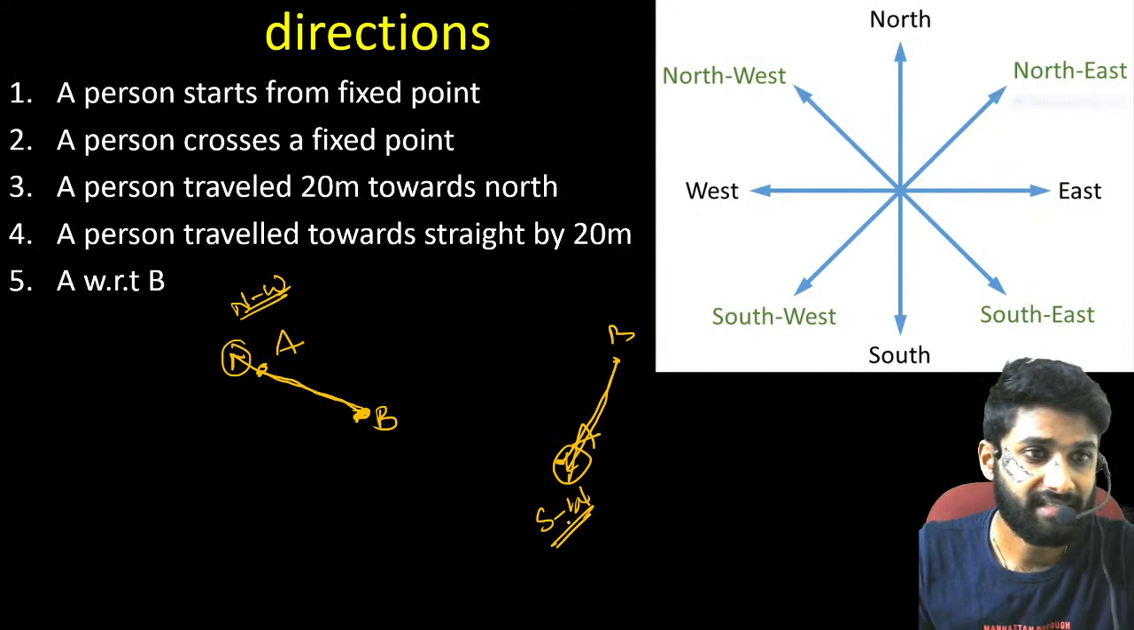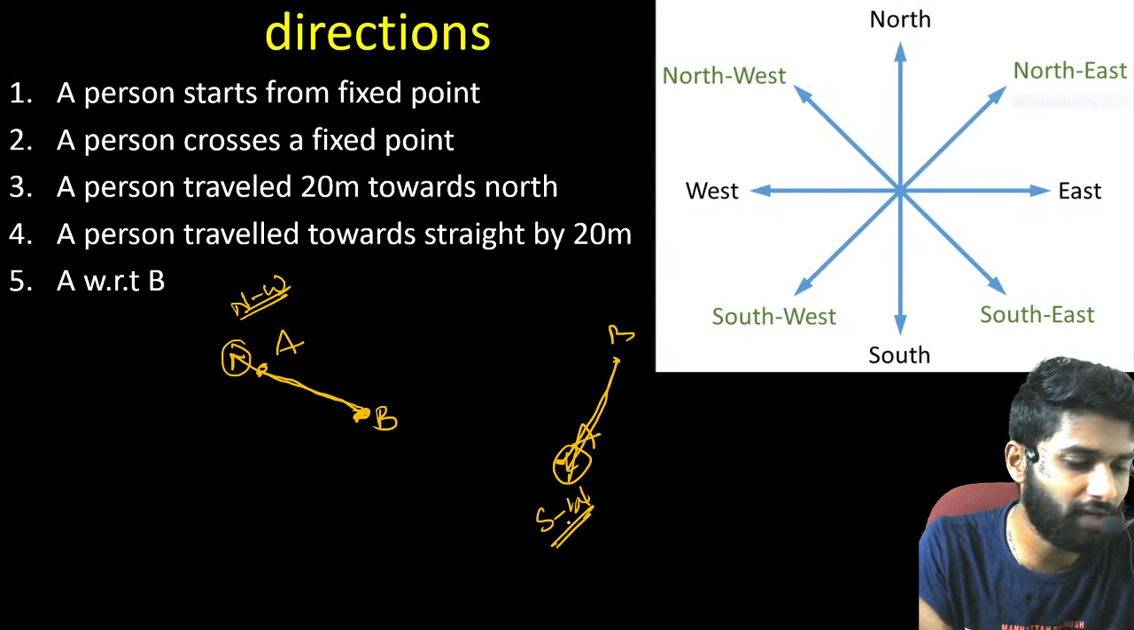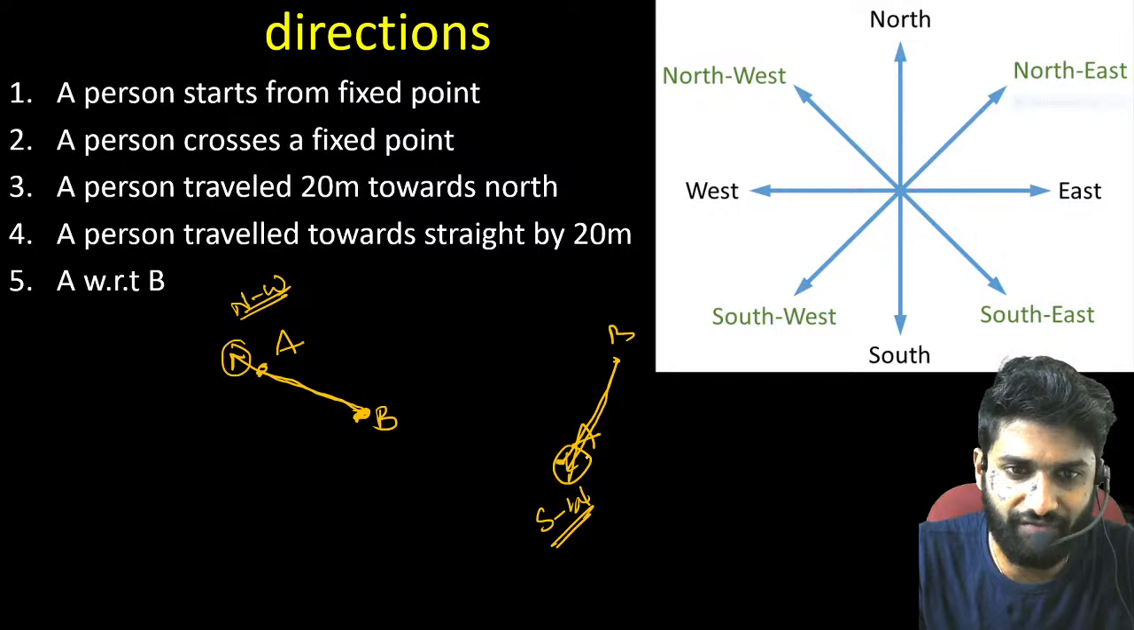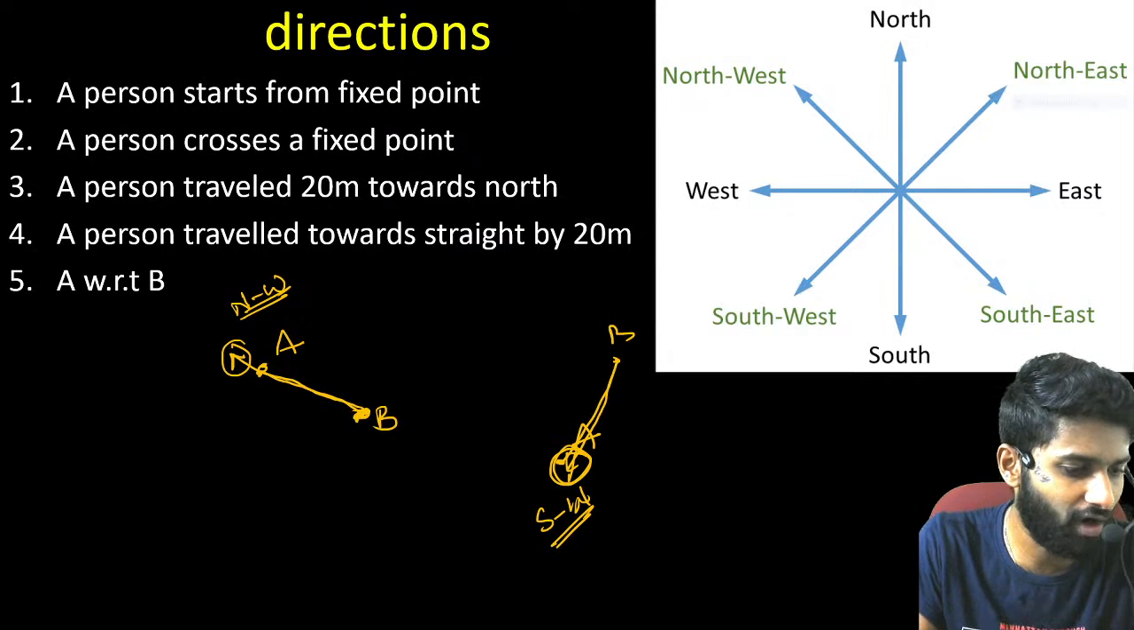Is it clear? See guys, we want A with respect to B. Take B as a constant. From that point onwards, you just connect the line, and the arrow always indicates the answer. So southwest is the correct answer, not northeast. We want A with respect to B.